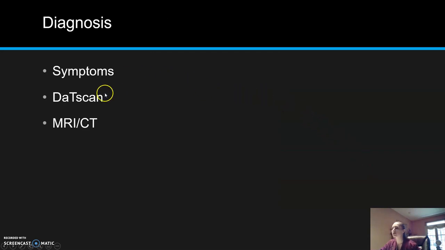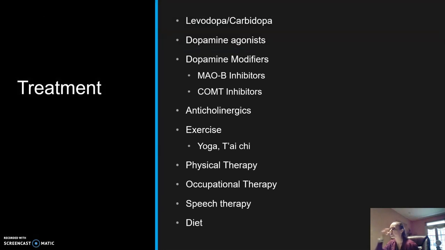So we make our diagnosis based on that. We'll also maybe do a DAT scan, which shows us the amount of dopamine that's available in the brain. We'll do an MRI and CT just to rule out anything else, like MS or maybe a stroke, because an MRI and CT on a patient with Parkinson's disease is going to show up normal.